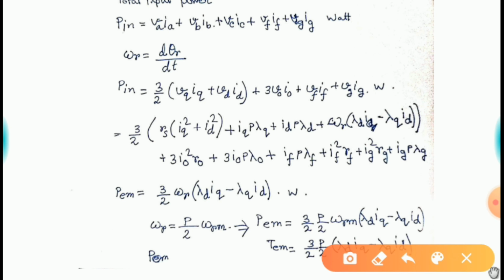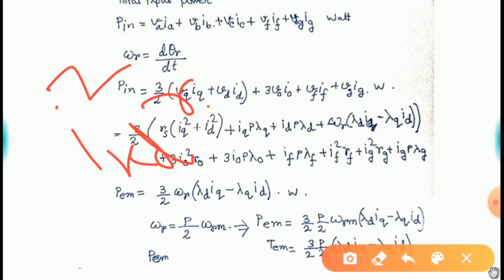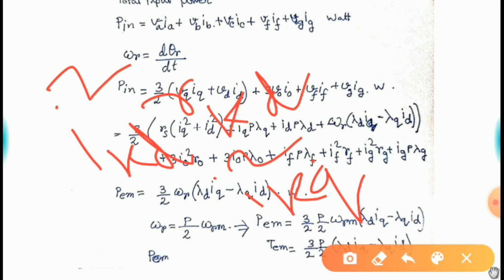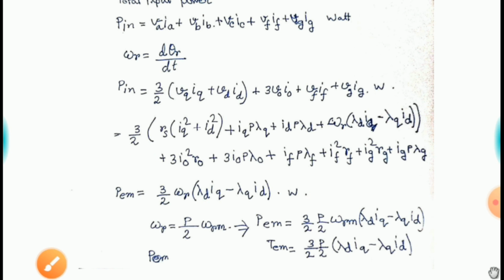Identically equal to 0. So this we cannot claim, and as long as we are not able to claim that, how are we able to discard the terms like IKD square RKD and IKQ square RKQ in our power equation, right?